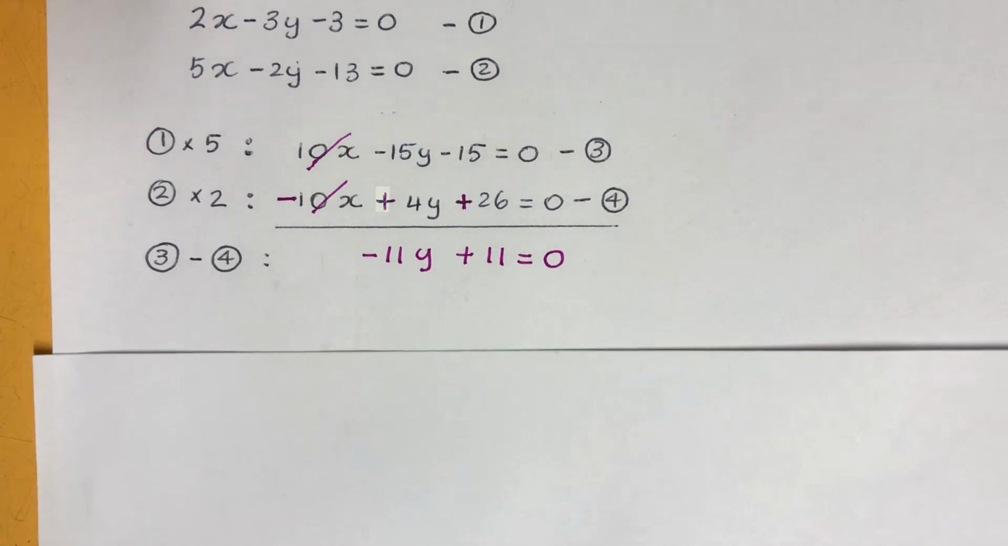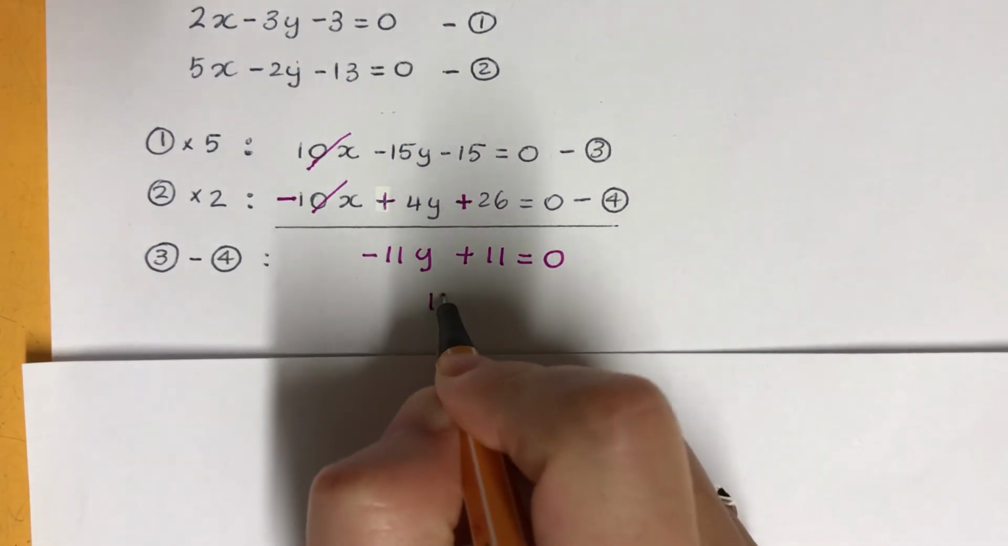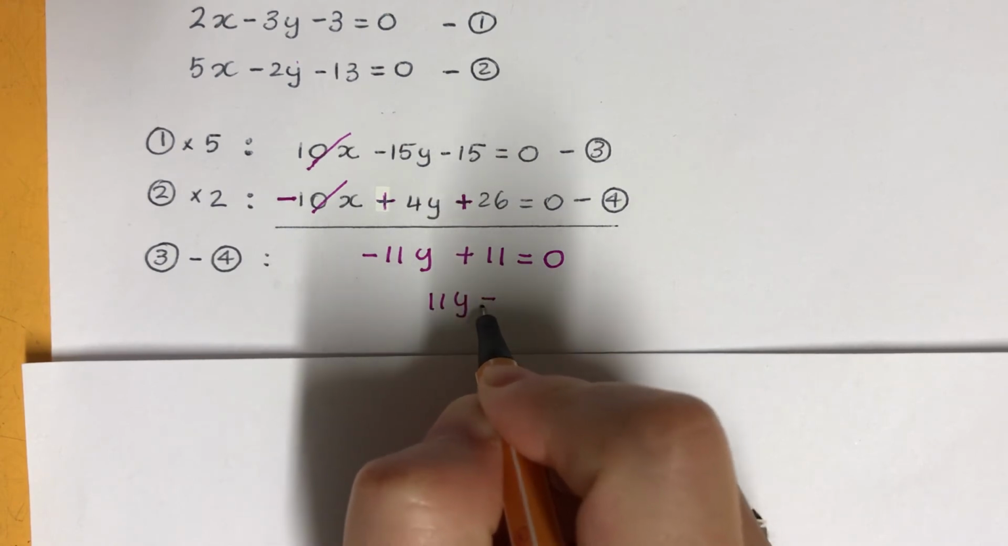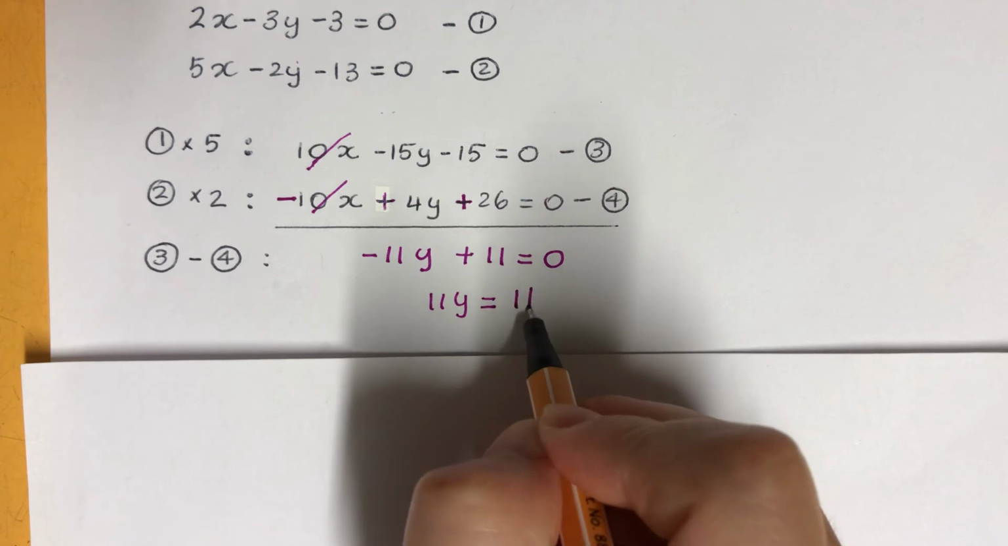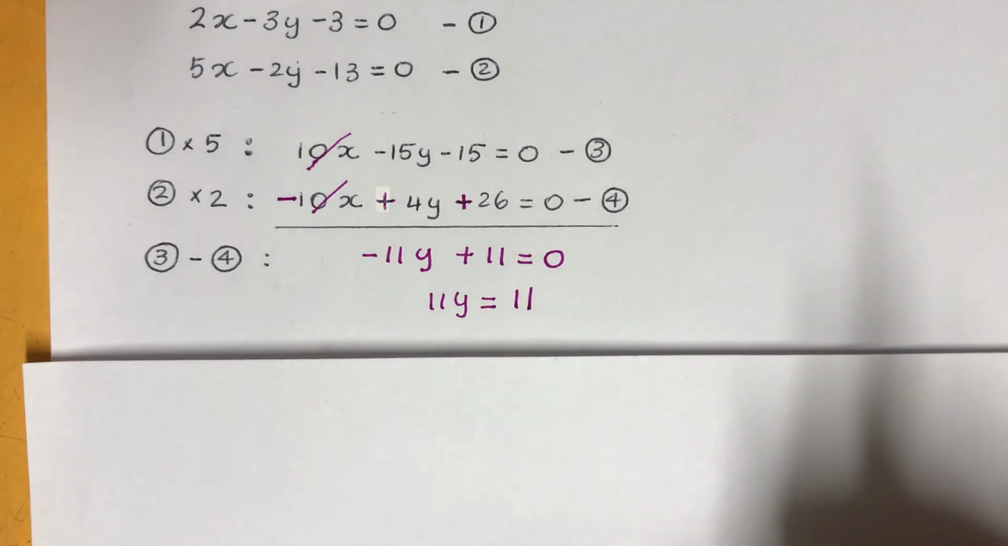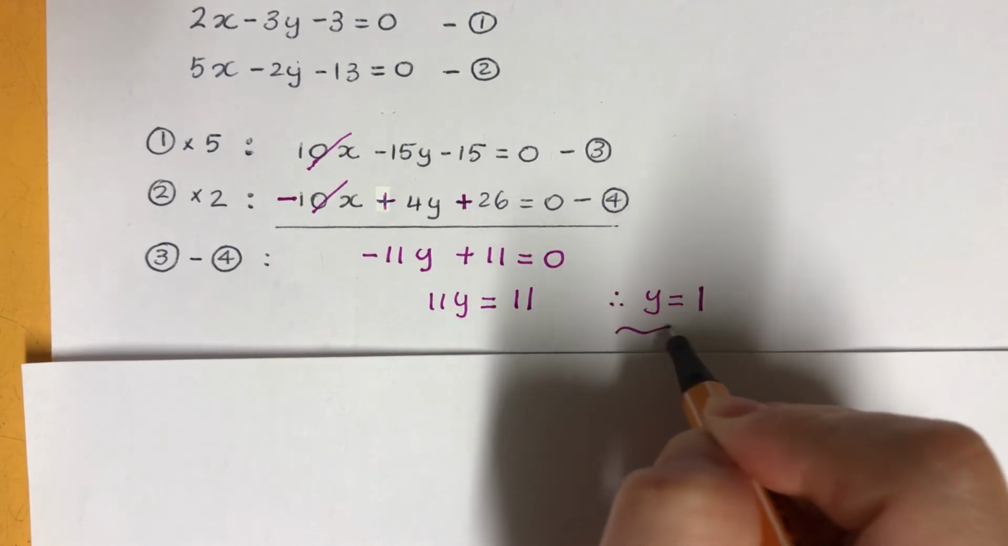Now I'm going to solve it for the y value. So 11y equals, I moved 11y to the other side so that I can have positive y. Therefore, my y equals 1.